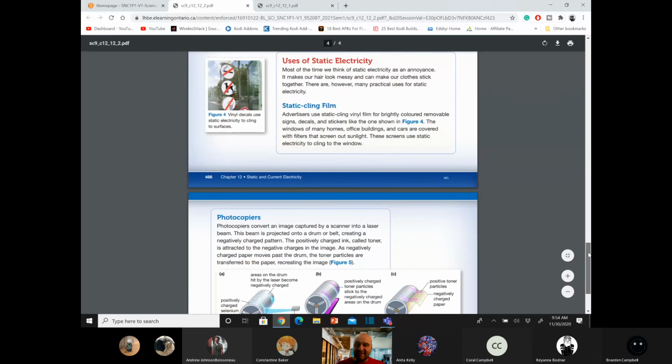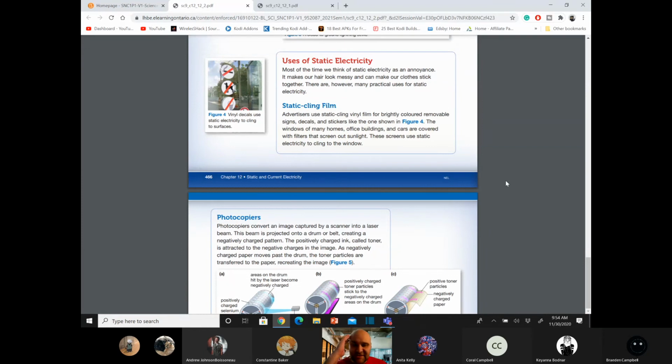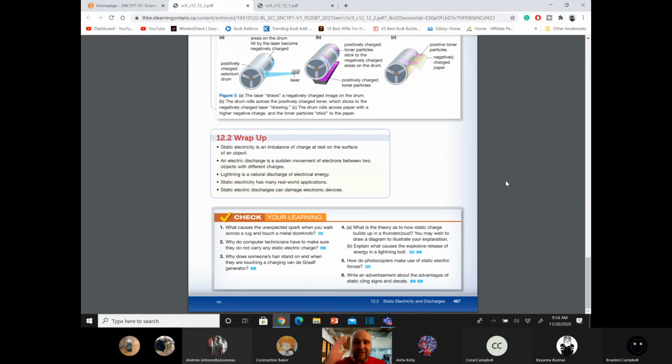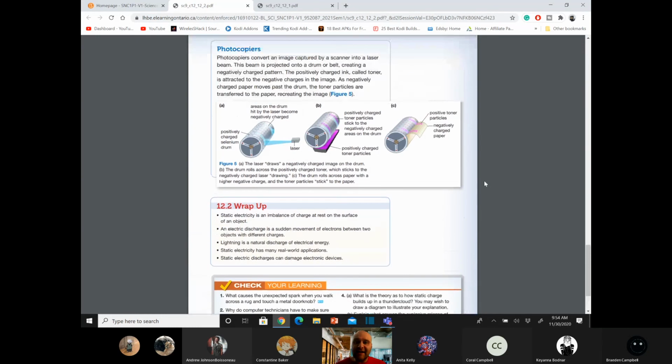Photocopiers. Go down here. I can't seem to scroll down. Photocopiers convert an image captured by a scanner into a laser beam. The beam is projected onto a drum or belt, creating, oh, there we go, creating, wait for it, a negatively charged pattern. A positively charged ink called toner is attracted to the negative charges in the image. As negatively charged paper moves past the drum, the toner particles are transferred to the paper, recreating the image. That sounds wonderful.